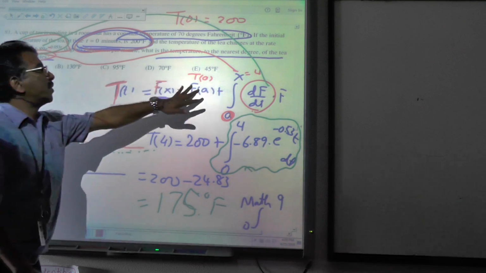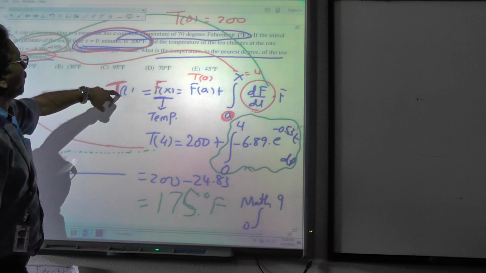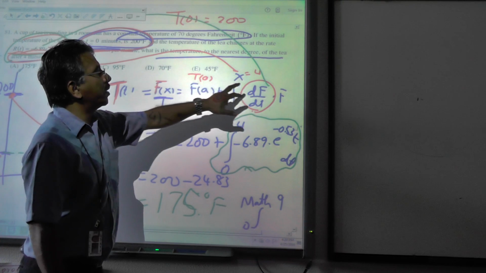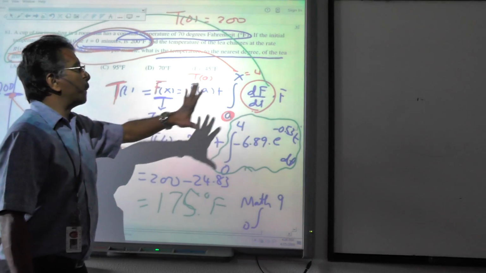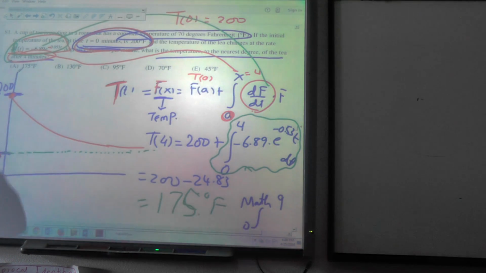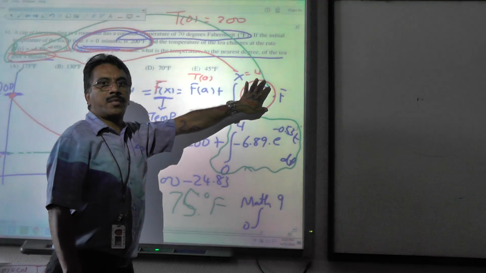Most of the time they ask the same question here. I use capital T because of the temperature of the coffee, and in the formula I always use capital F and the derivative of capital F. But now they use R of t. R of t is the rate of change of the temperature. So that goes here. The derivative function goes here.